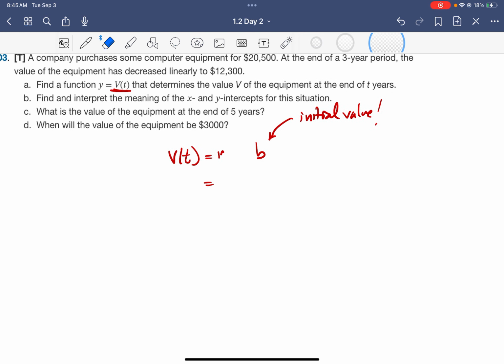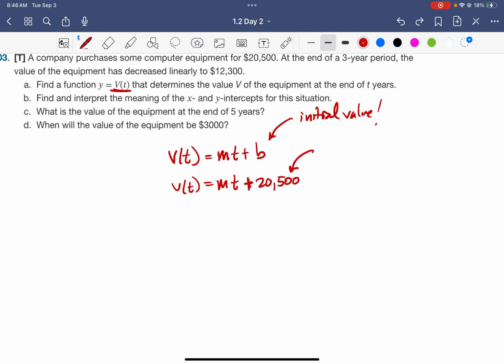And instead of x, we have t. So this is mt plus b. So we're going to have some slope times t plus an initial value of 20,500. And now there's my equation. I start off with this much, and I add to it this every time. We know that's going to end up being a negative b.